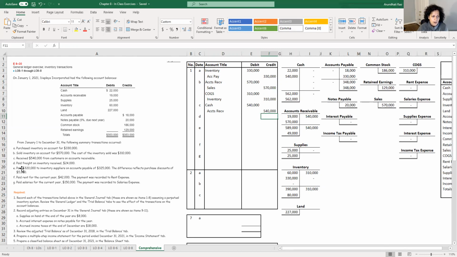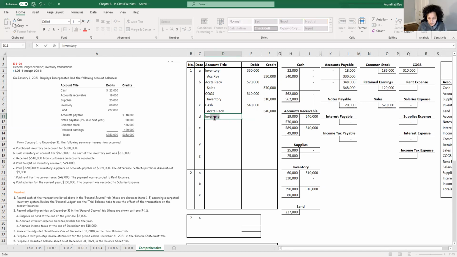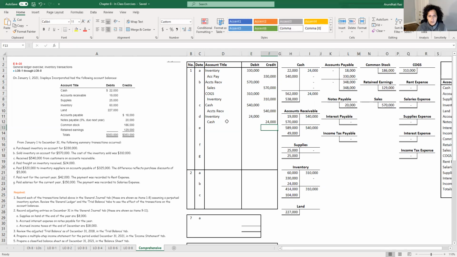Then we are told that we paid freight on inventory that we received. We're using the perpetual inventory system. So in my journal entry, I will debit inventory and I will credit cash because I paid. They said it's paid. So inventory debit, cash credit, and that amount is $24,000.